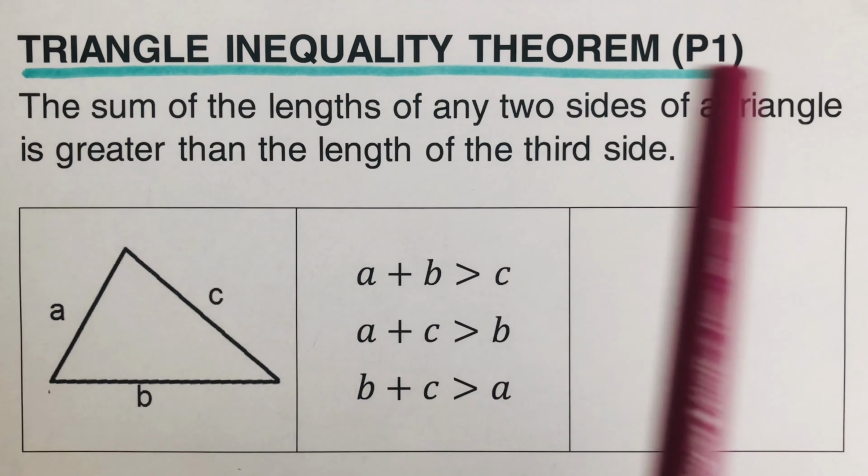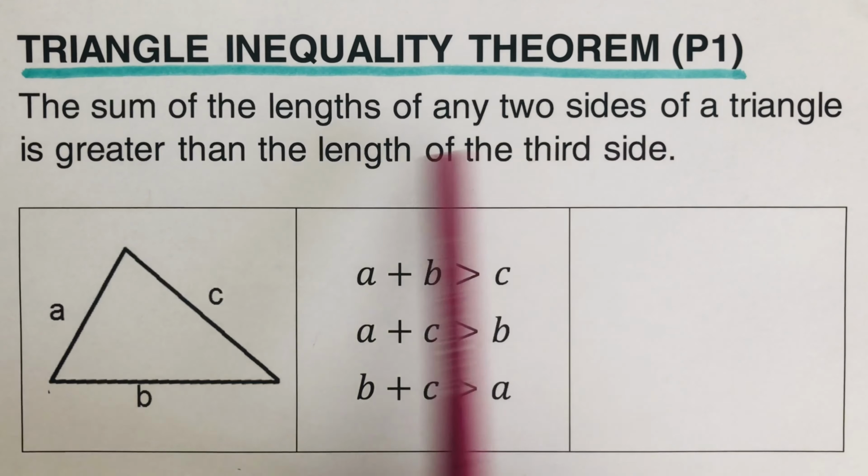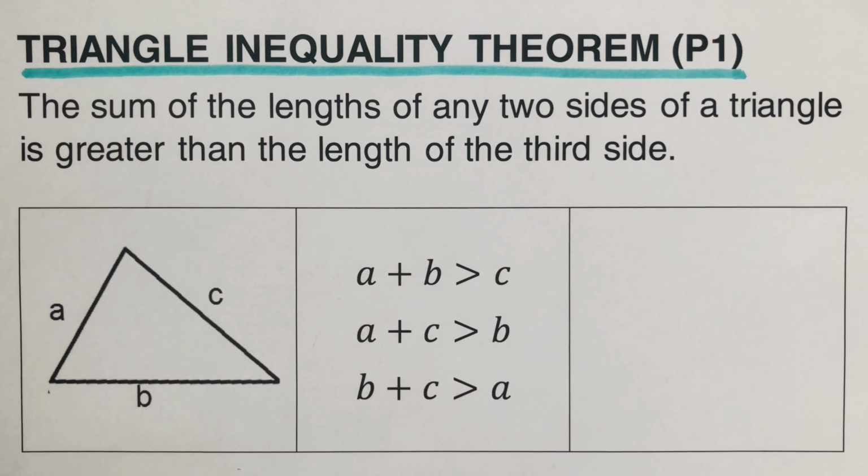So this Triangle Inequality Theorem tells us that the sum of the lengths of any two sides of a triangle is greater than the length of the third side. What is this trying to say? If we add A plus B, the lengths of side A and side B, it should be greater than the length of side C. If we add the lengths of B and C, it should be greater than A. And if we add the lengths of A and C, it should be greater than B.